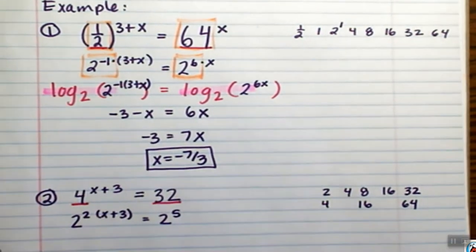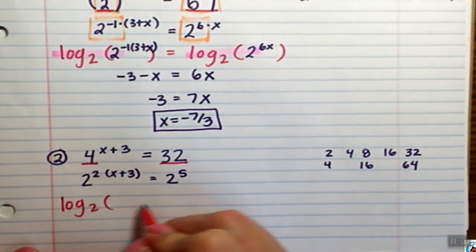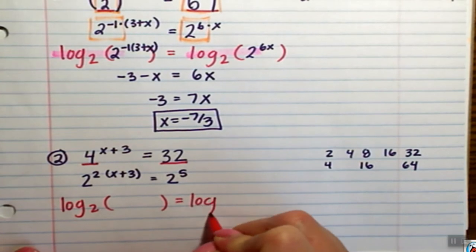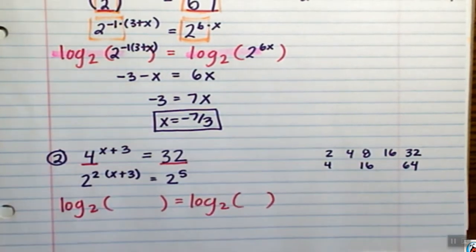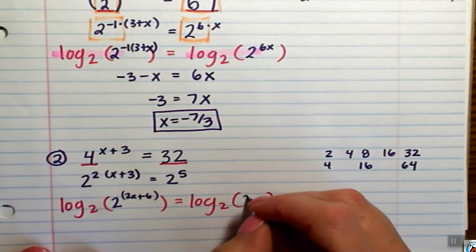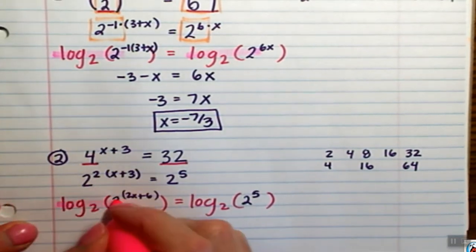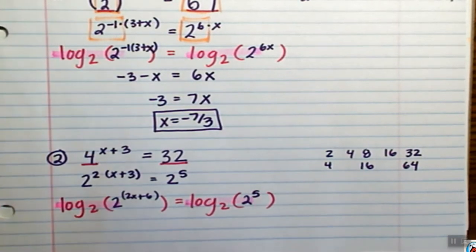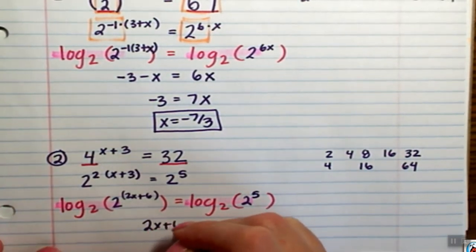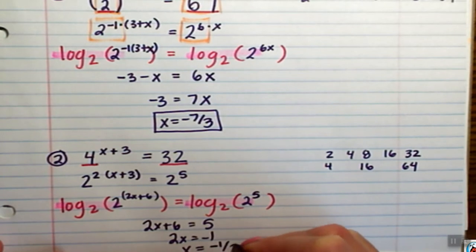And then I'm going to log base 2 of both sides. When you log base 2 of both sides, you end up with 2 times x plus 3, which is 2x plus 6. I'm just distributing that exponent as I go. My inverse property tells me the bases cancel. I end up with 2x plus 6 equals 5. And then x equals -1/2.